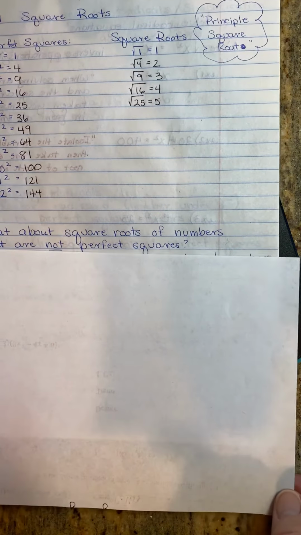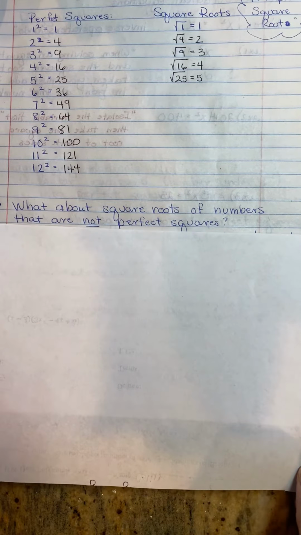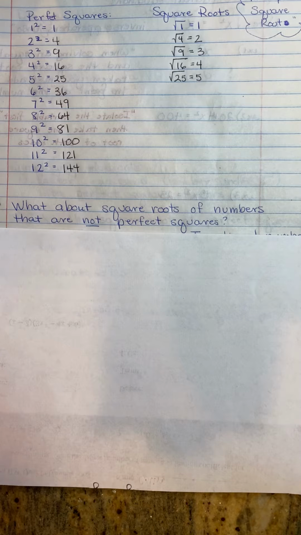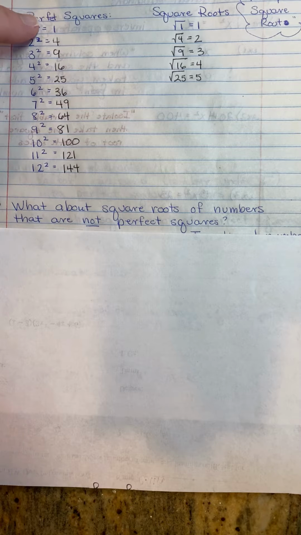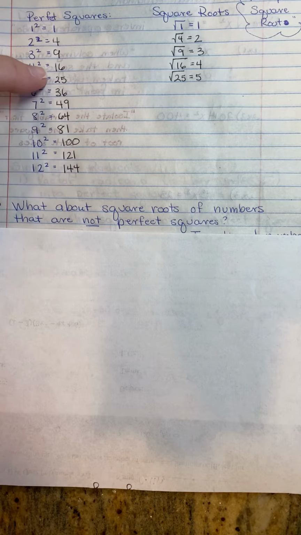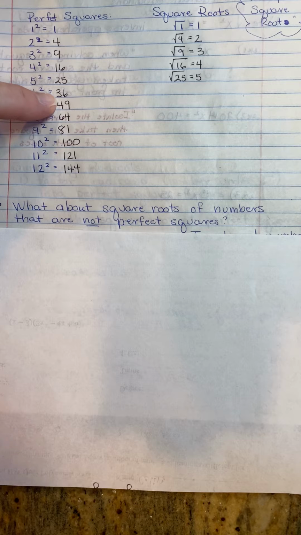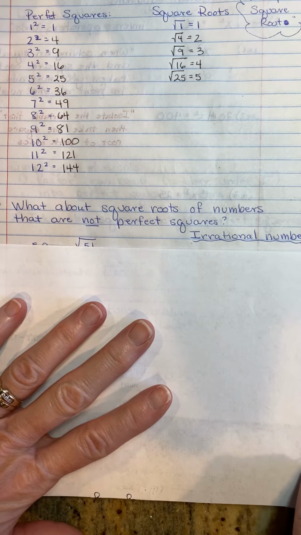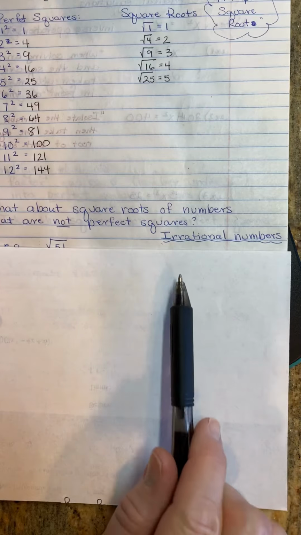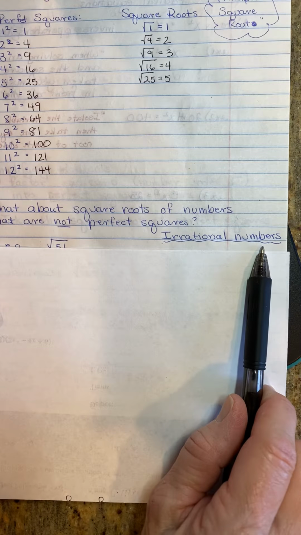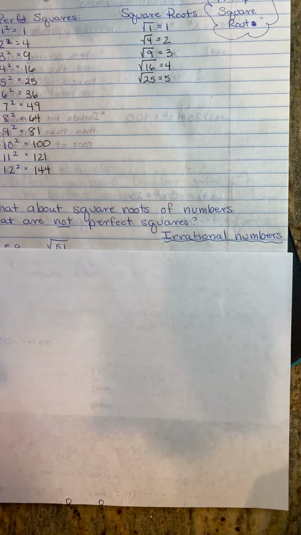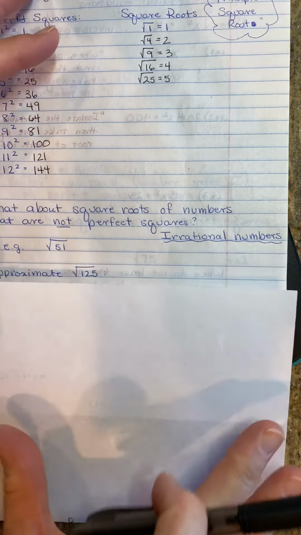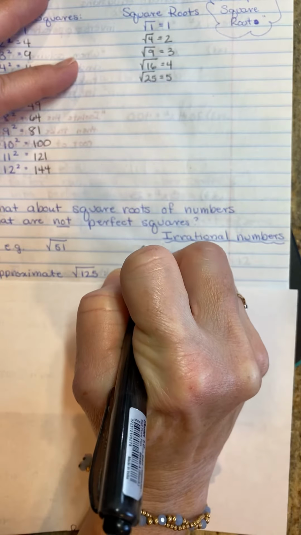Okay, so what happens when we want to take the square root of a number that is not a perfect square? Here are perfect squares. So what if we wanted to take the square root of a number that's, let's say, between 36 and 49? Well, what happens is we get a number that is not a whole number, and those numbers are called irrational numbers. So irrational numbers have a decimal expression that goes on forever and never repeats.